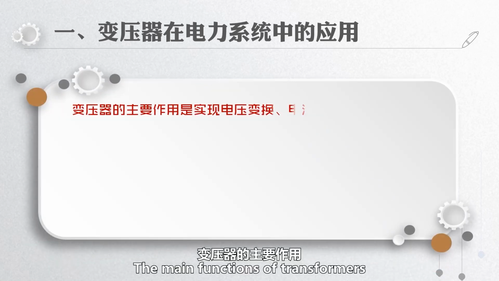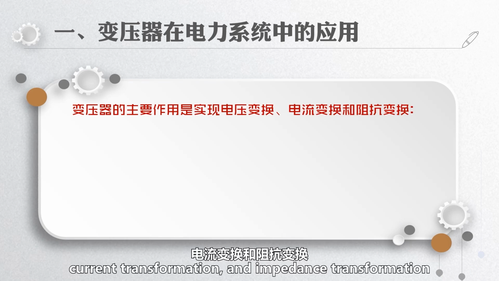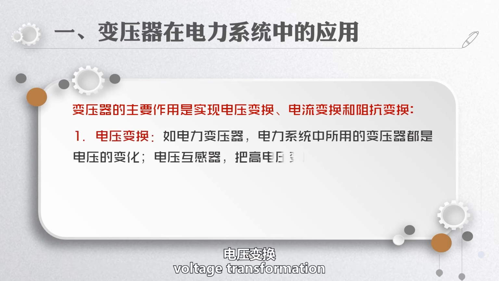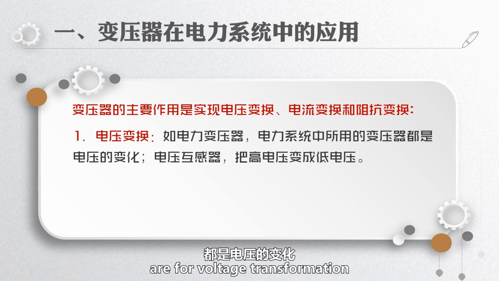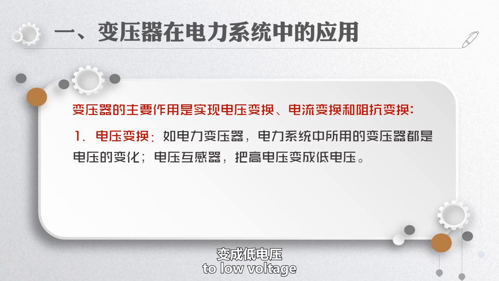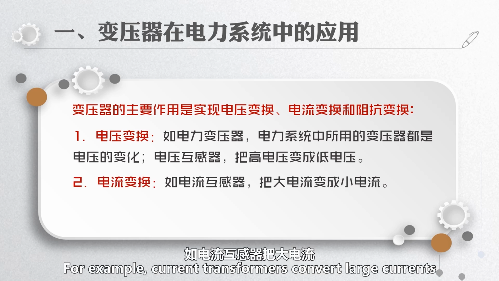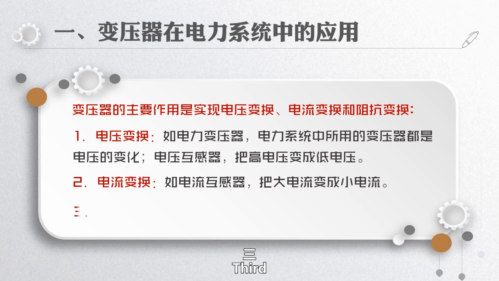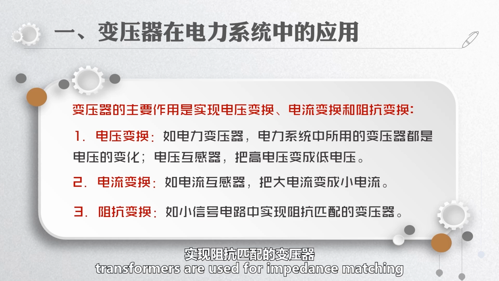The main functions of transformers are voltage transformation, current transformation, and impedance transformation. First, voltage transformation. For example, in power systems, the transformers used are for voltage transformation. Voltage transformers convert high voltage to low voltage. Second, current transformation. For example, current transformers convert large currents to small currents. Third, impedance transformation. For example, in small signal circuits, transformers are used for impedance matching.